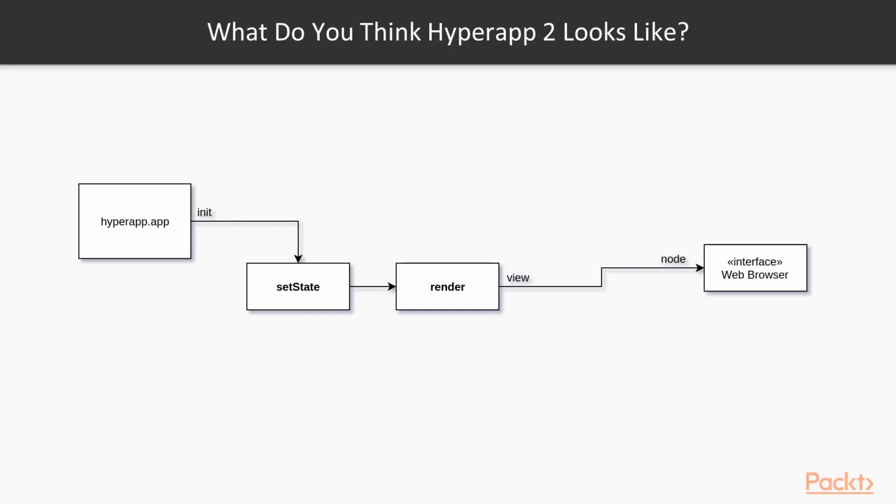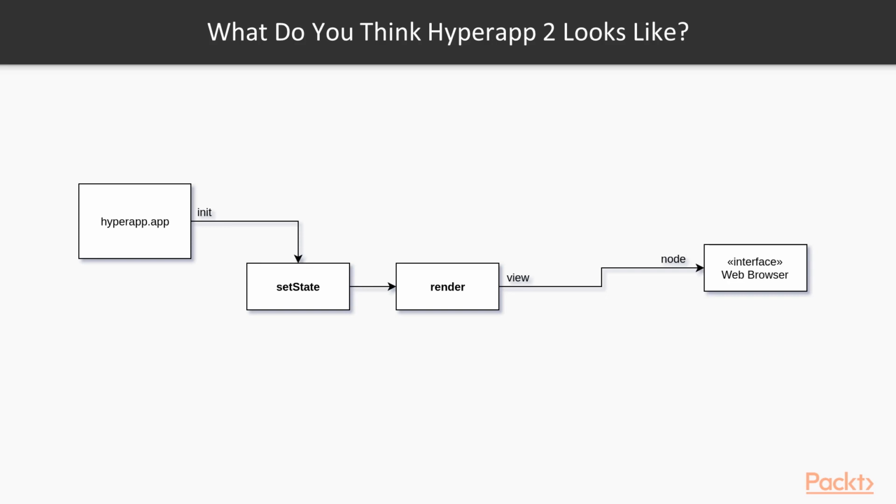Your mental picture probably isn't too far from this. Here's a list of things that we know. We call the app function and pass it init, view, and node. We know Hyperapp remembers our state. Our view function receives state and creates a virtual DOM tree. And the virtual DOM gets translated into real HTML elements.